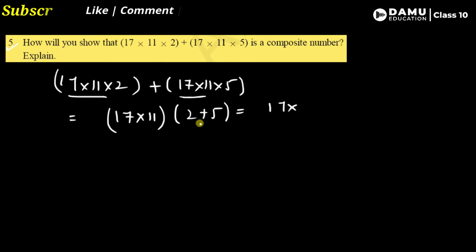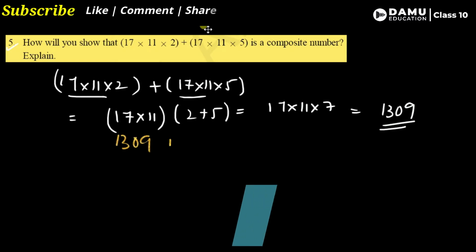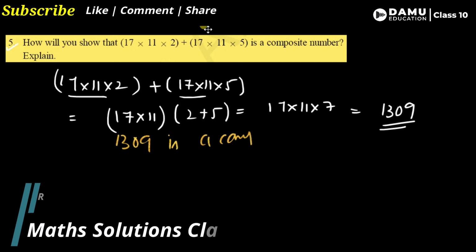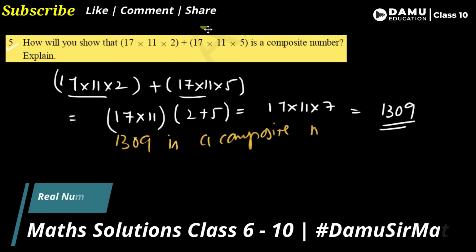So 17 into 11 into 7, what do we get here? That is 1309. It is a composite number, and it is also divisible by some numbers. Since it is divisible by 17 and 11, and 7 as well, because these are all multiples, we can write it like this.